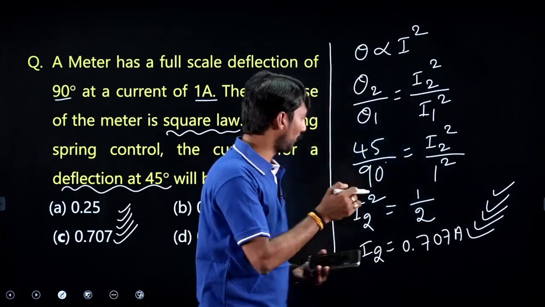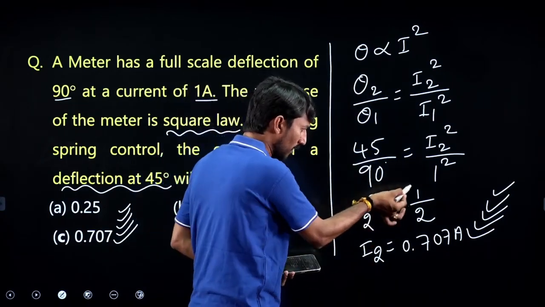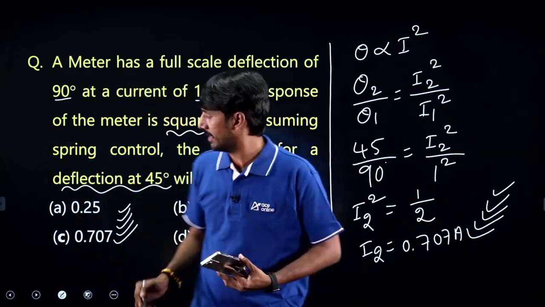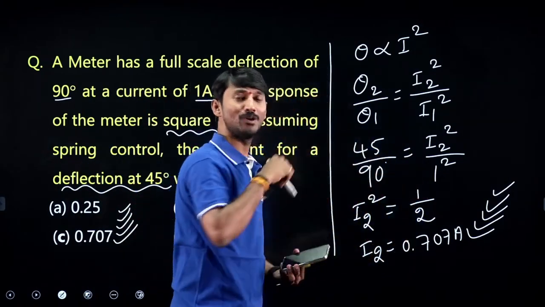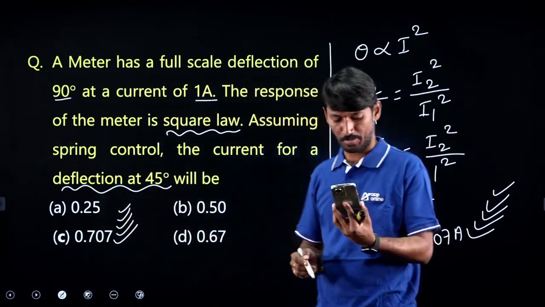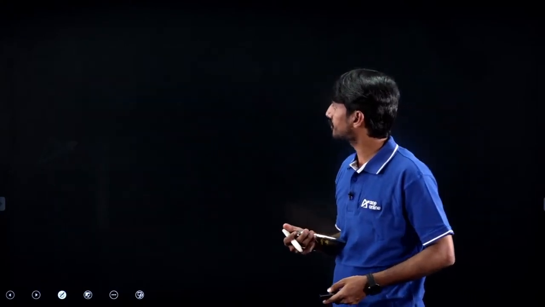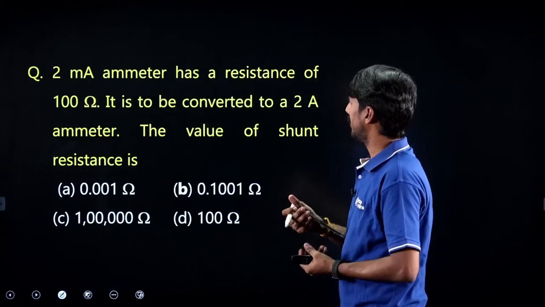Don't get confused in this. Only one student did 1 by 2 square, which means 1 by 4, so 0.25. No, you have to take the root, because you square that side, so it is 1 by root 2, which means 0.707. Yes, correct.